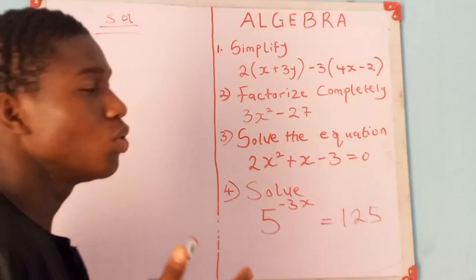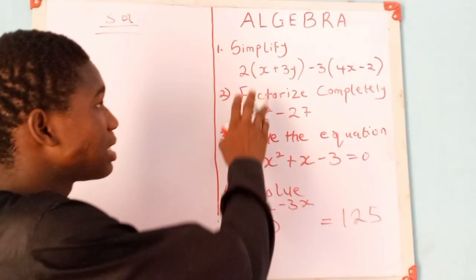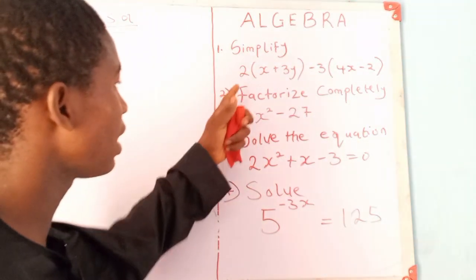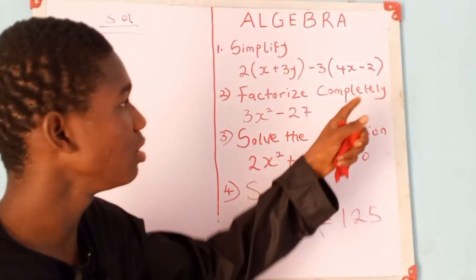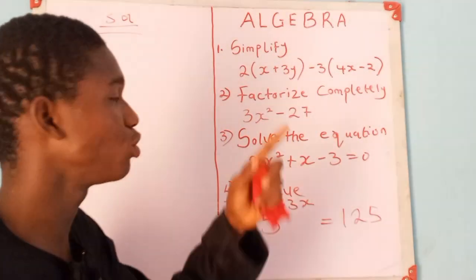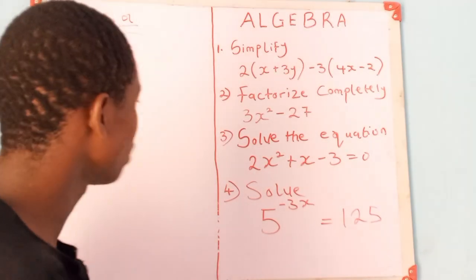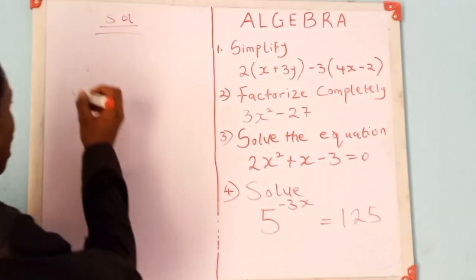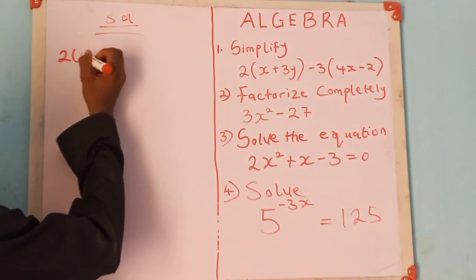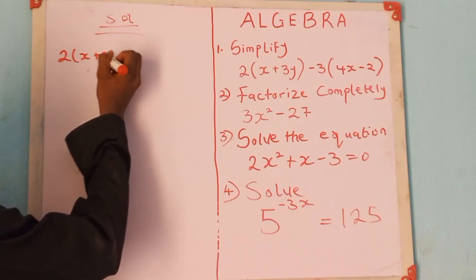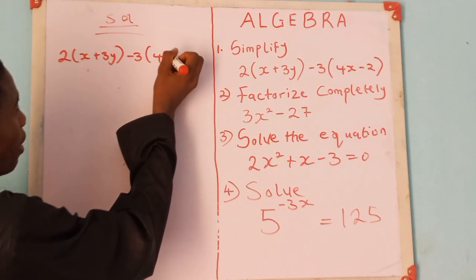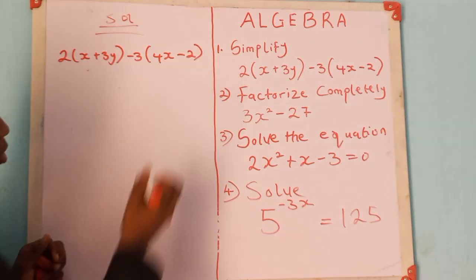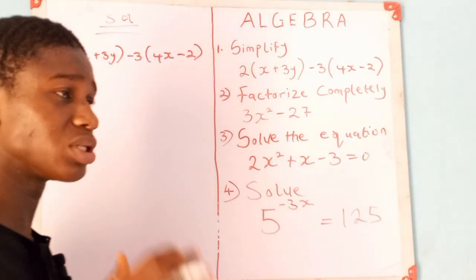The first question says simplify 2 in the bracket x plus 3y, then minus 3 in the bracket 4x minus 2. So now let's write out our question. I have 2 bracket x plus 3y, then minus 3 bracket 4x minus 2. Now this is our question and we are asked to simplify it.